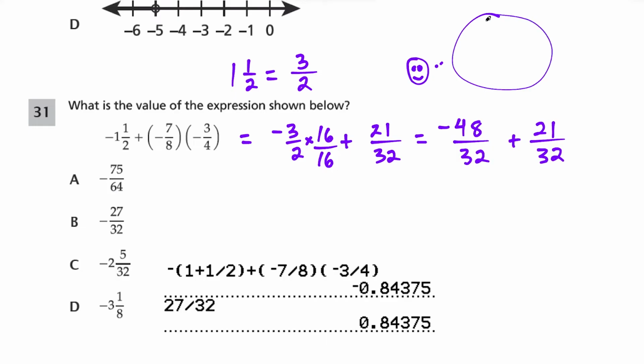saying, okay, this is the same thing as negative and then 48 minus 21. So I just take the minus out and I do 48 minus 21 like this. And then that would work out to, I would have 27 on the inside and the minus on the outside. So this would work out to -27/32. And that's why choice B is our answer.